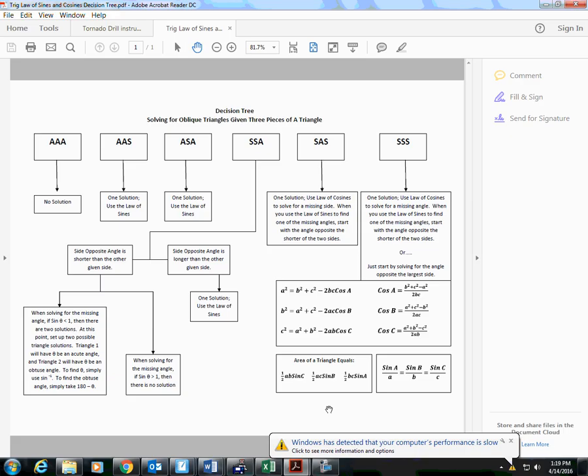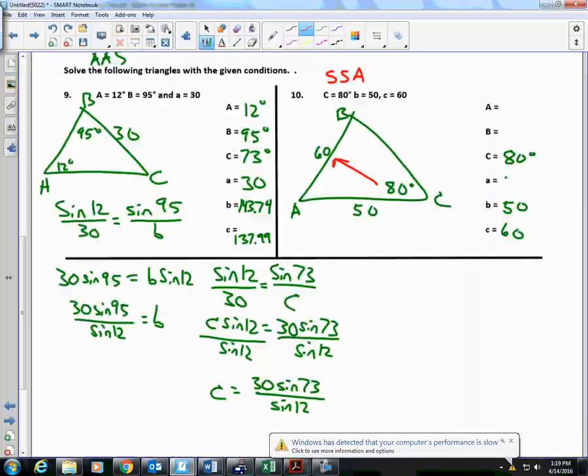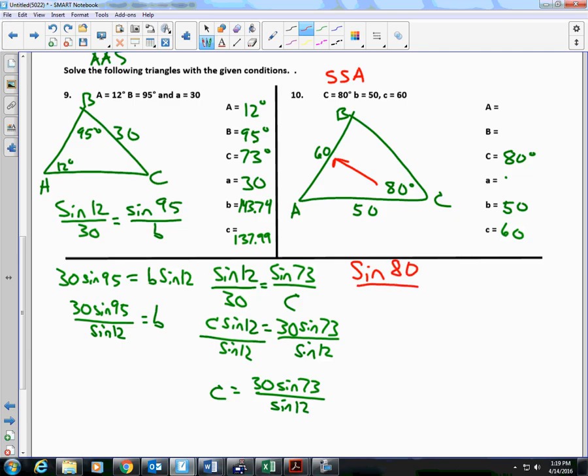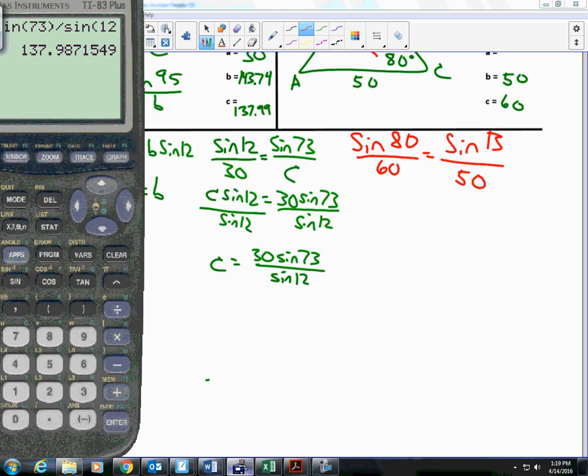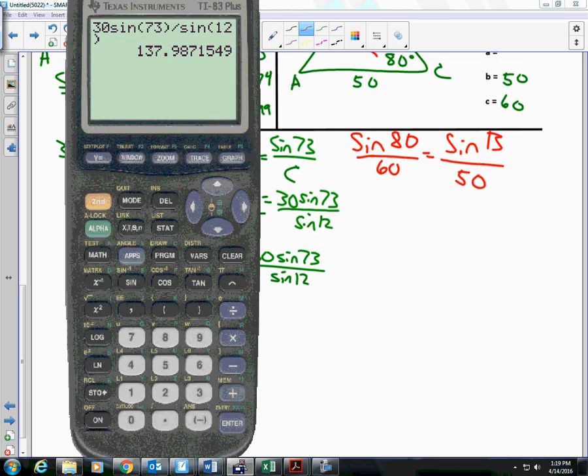Right now, good news for us, there's one solution. So we're going to set up that law of sines. Sine of 80 over 60 equals sine of B over 50. What's different about this problem compared to the one we did before? You're finding an angle. And if I find an angle, what operation do I have to use on my calculator? Yeah, that second sine thing, right? That's what I'll have to do. So if I just multiply by 50, I get 50 sine of, or do you want to cross multiply? I'll cross multiply, I'll keep it consistent.